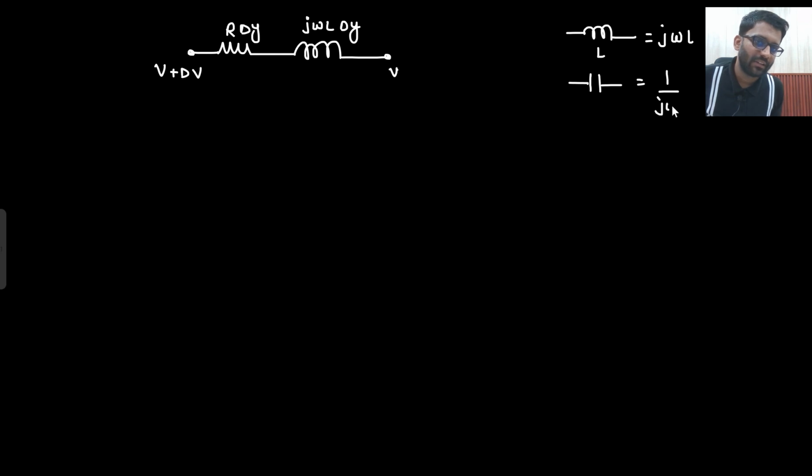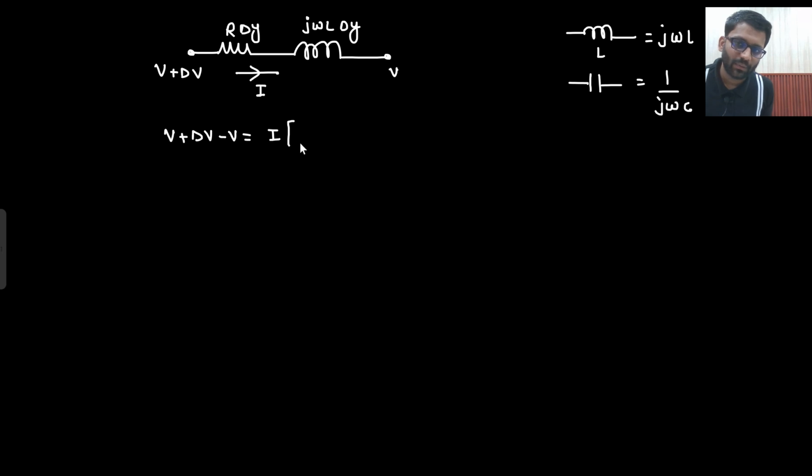Because now I am writing down the impedance provided by the inductor. I hope you know what the impedance provided by the inductor is. That is j omega L. And what is the impedance provided by a capacitor? That is 1 by j omega C. Right? And this is the current I. So what can I write down? V plus delta V minus V is equal to I into R delta Y plus j omega L delta Y.